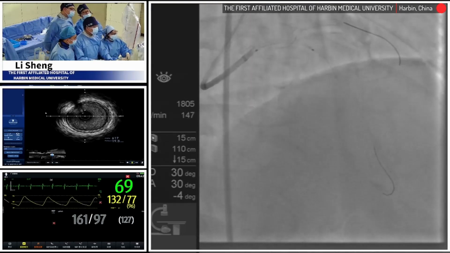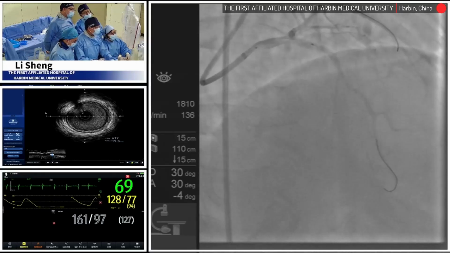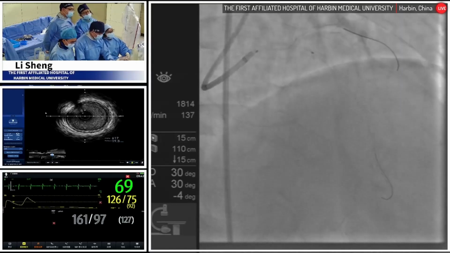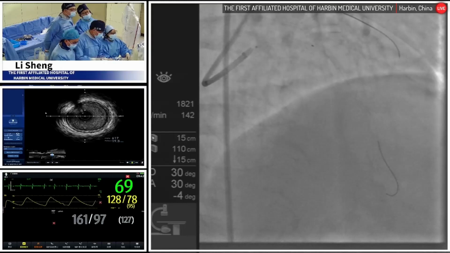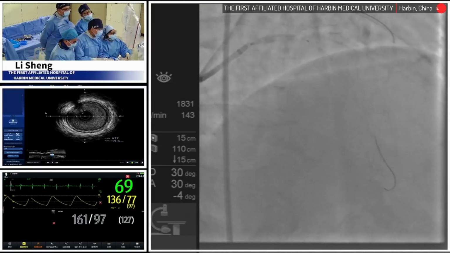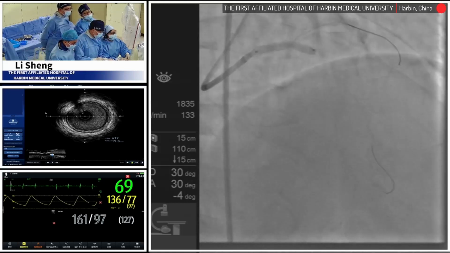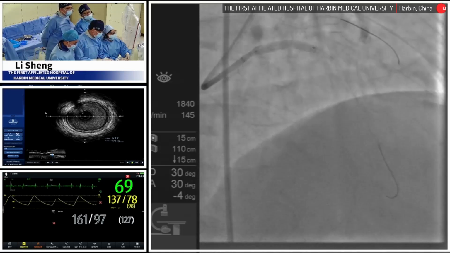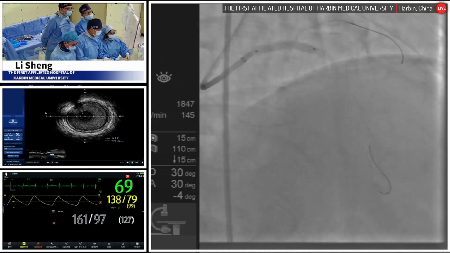That's like what you mentioned before. The calcified plaque influences the stent again. I see, because some parts of the stent are not well expanded. Slow. Yes.